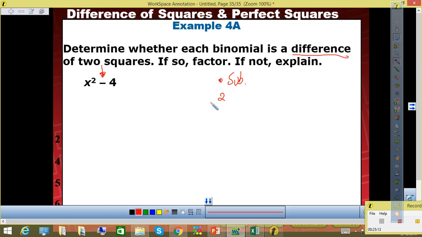The second thing is that both of these have to be what? Squares. That's why it's called difference of two squares. And how can we check to see if this is a square? By getting the square root. Can we take the square root of the first? Yes. Can we take the square root of the last? Yes. And if it has a difference here, then our factors are, check this out, x plus 2 times x minus 2. Copy that, please.